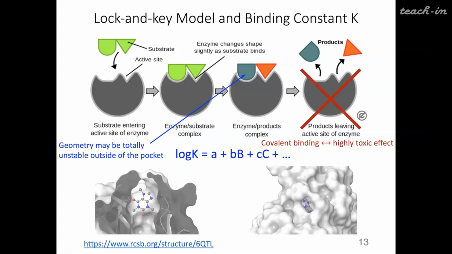And here I should also mention that this binding is usually non-covalent. There are some poisons, and there are some drugs, in fact, that bind to a target covalently. However, if we speak of covalent binding, usually the unbinding cannot proceed. And usually covalent binding is associated with a highly toxic effect.